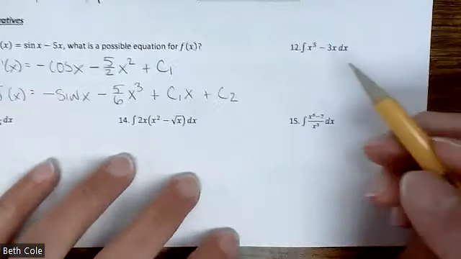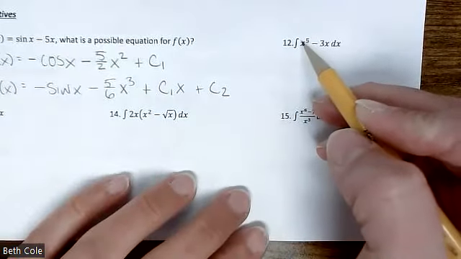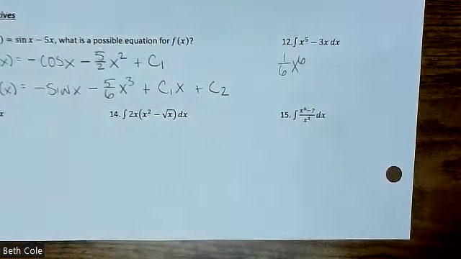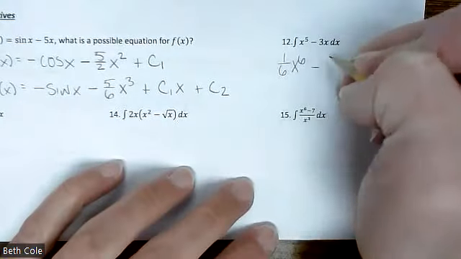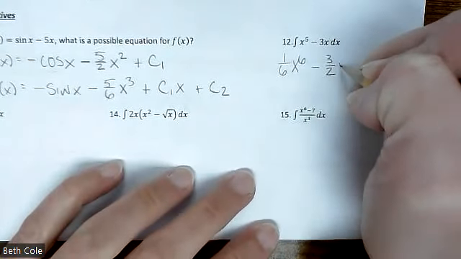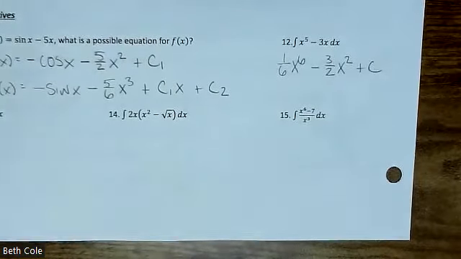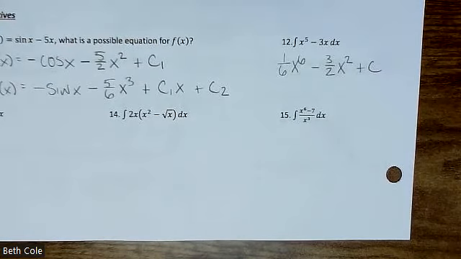All right, antiderivative for this one. We get 1/6 x to the 6 minus 3 halves x squared plus c. Good news, you can't forget the plus c when it's multiple choice, so you cannot mess it up.